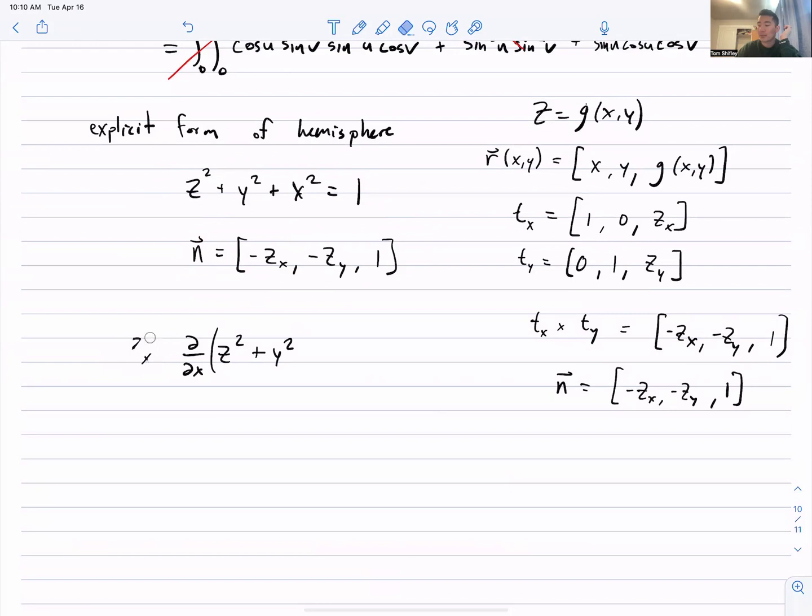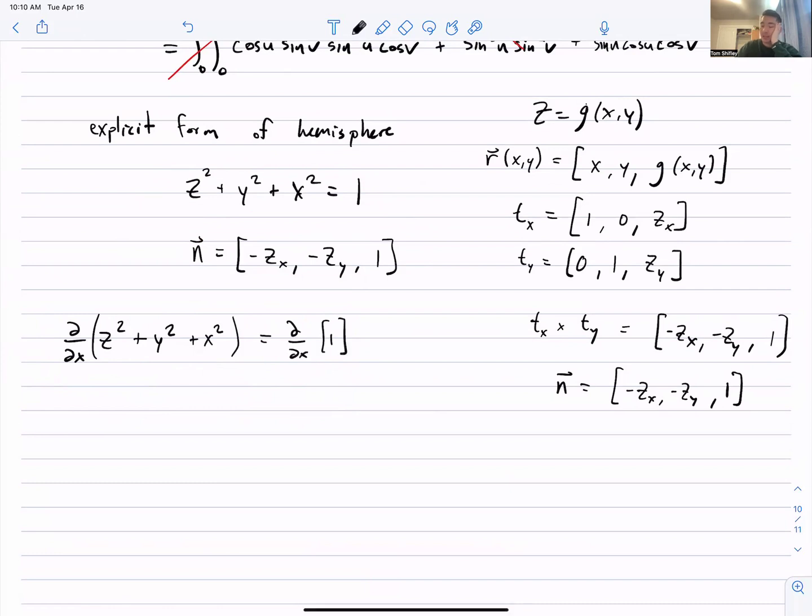I guess, sorry, let me just do it like this. I could solve for z and then do it, but I think it's just easier if I do it using implicit differentiation. So take the partial with respect to x of both sides, and you get 2z times z sub x, because that's the chain rule. Then the partial with respect to x of y is 0, and then plus 2x. And then that is equal to 0, and then we can solve for z sub x.